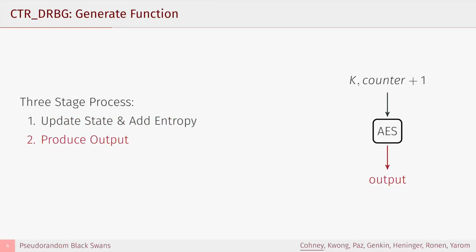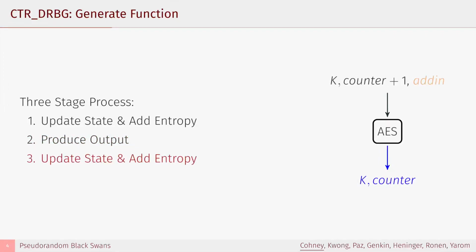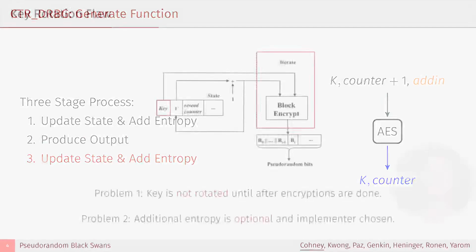The next phase is very similar. The generator increments and encrypts the counter. Only this time, no additional entropy is included. The ciphertext becomes the output from the RNG. This phase is repeated until the generator has produced enough random bytes to satisfy a user's request. The third stage is identical to the first and serves to update the RNG's state.